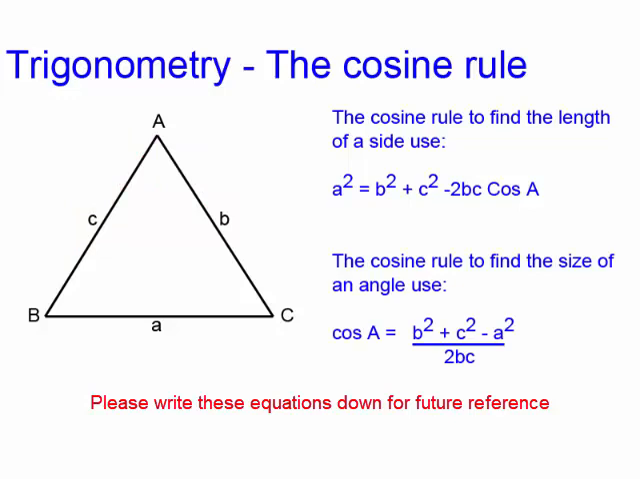To find the size of an angle, we use cosine A equals b squared plus c squared minus a squared, divided by 2bc, where cosine A is the angle we are seeking, and all the other variables represent variables we have already been given in the task.